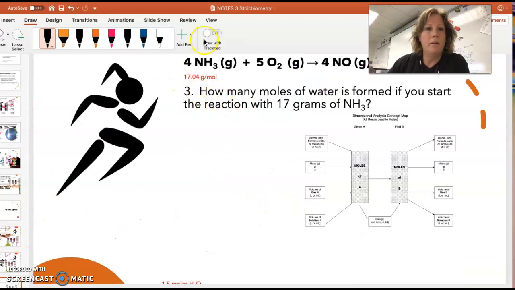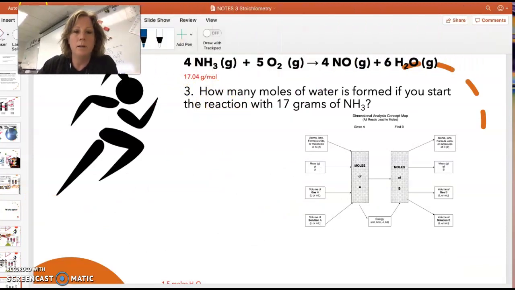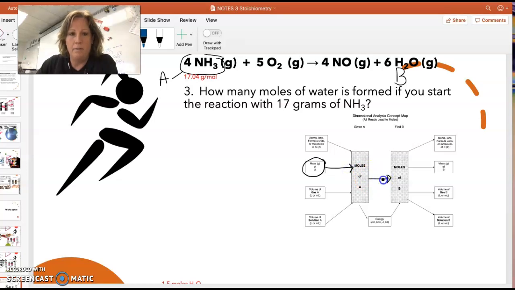Here's another problem. Let me move my picture because I'm kind of in the way. This one, we've got ammonia reacting with oxygen, forming nitrogen monoxide and water. In this question, they want to know the moles of water. So that tells me that's my B. And I'm starting with 17 grams of ammonia, so that is my A. I'm going to start here at grams of ammonia, NH3, go to moles, then convert over and do the stoic to moles of water. And then I'm done this time.